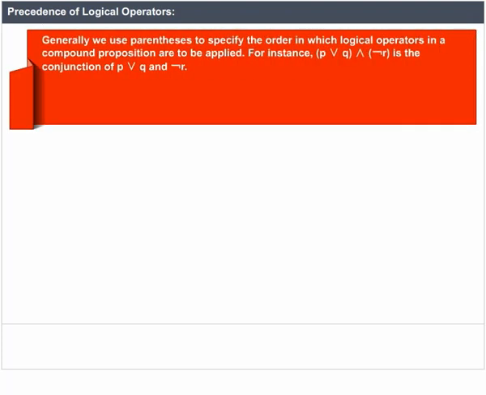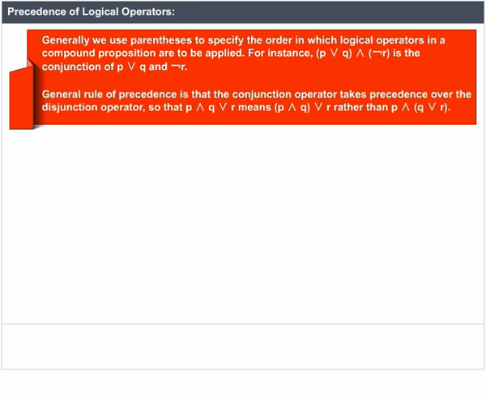Precedence of logical operators. Generally, we use parentheses to specify the order in which logical operators in a compound proposition are to be applied. For instance, the negation of P or Q is the conjunction of the negation of P and the negation of Q. The general rule of precedence is that the conjunction operator takes precedence over the disjunction operator, so that P and Q or R means (P and Q) or R rather than P and (Q or R).